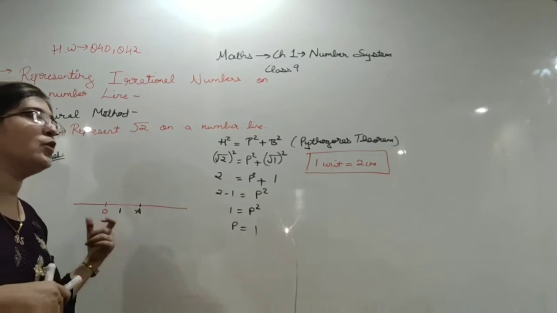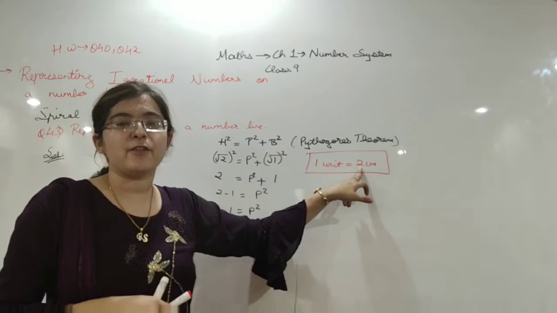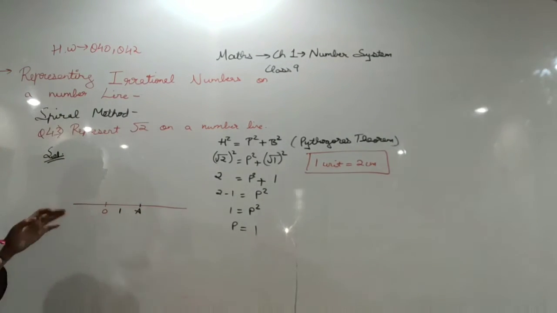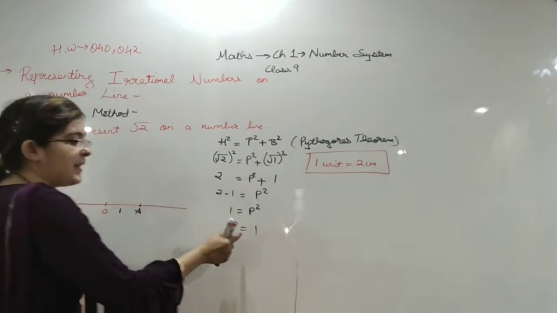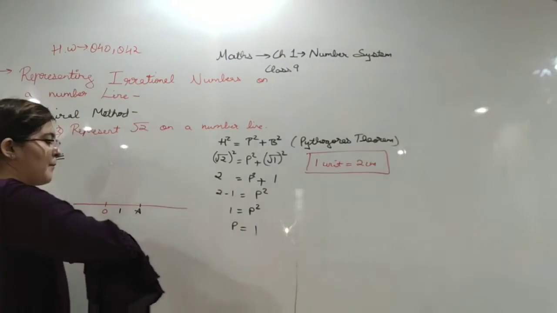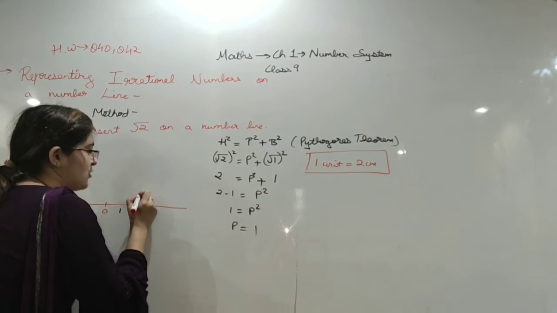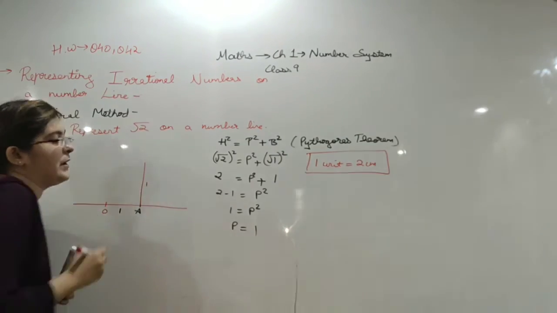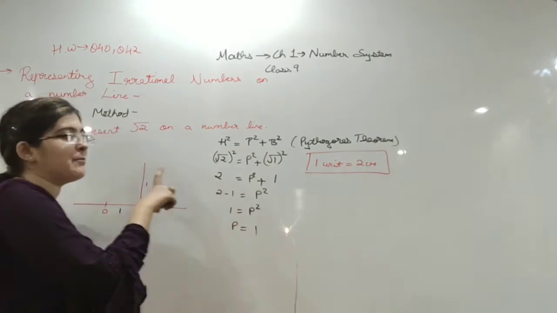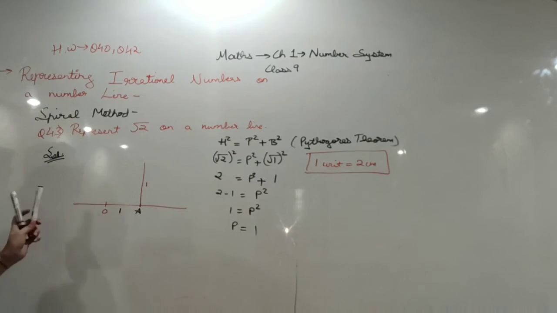Now what you have to do? Your 1 unit was 2 centimeters, so you will measure 2 centimeters and mark a point A. Now what is your perpendicular? Your perpendicular is again 1. So from here you have to draw a perpendicular. 1 unit means 2 centimeters again. I am not measuring it with a scale, I am drawing it randomly.